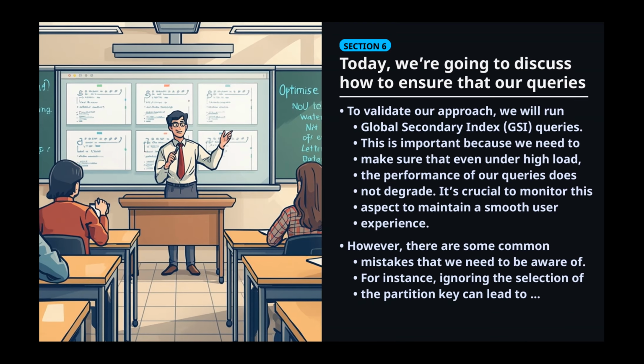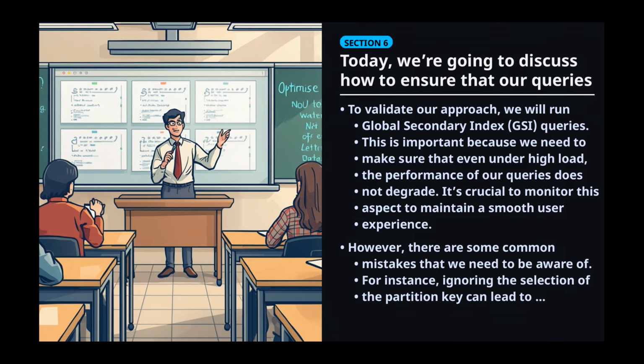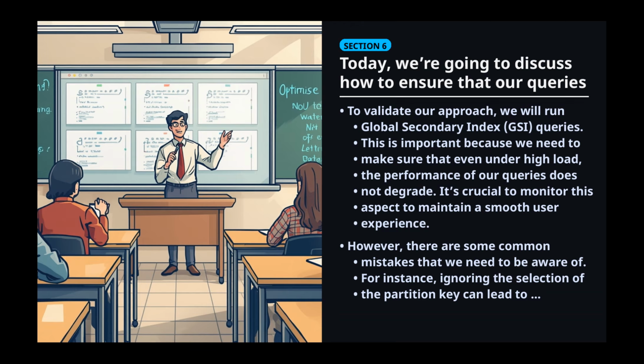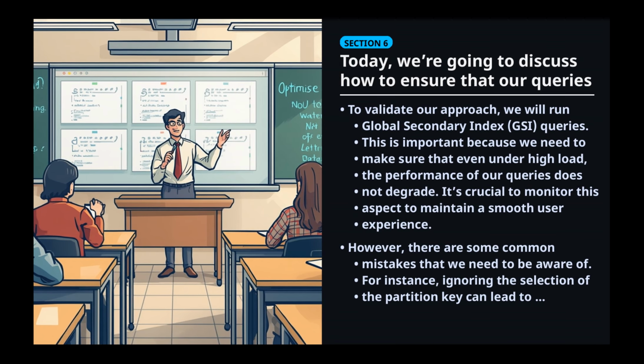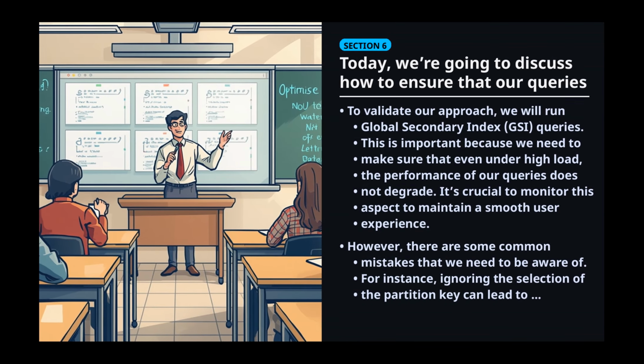To validate our approach, we will run Global Secondary Index (GSI) queries. This is important because we need to make sure that even under high load, the performance of our queries does not degrade. It's crucial to monitor this aspect to maintain a smooth user experience.